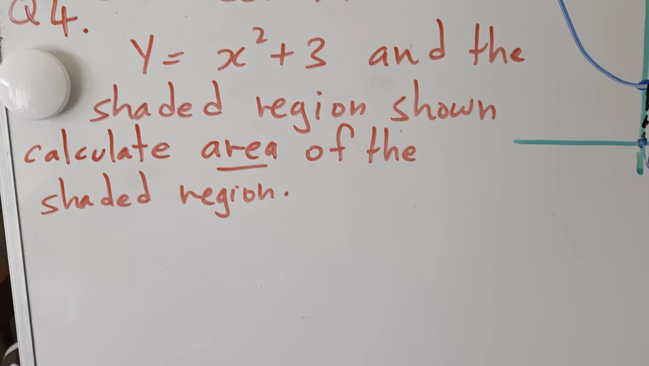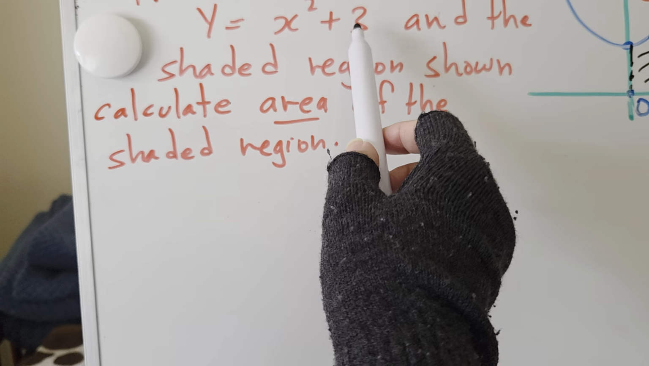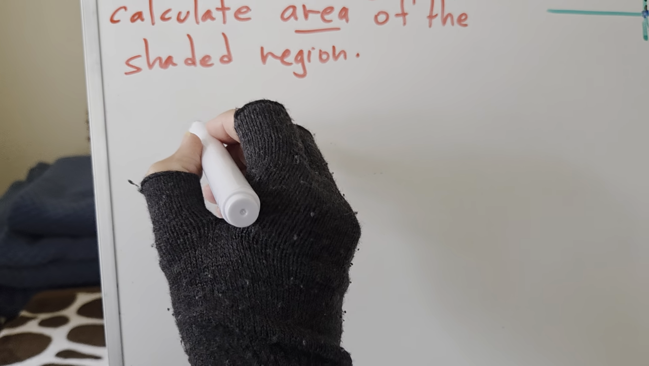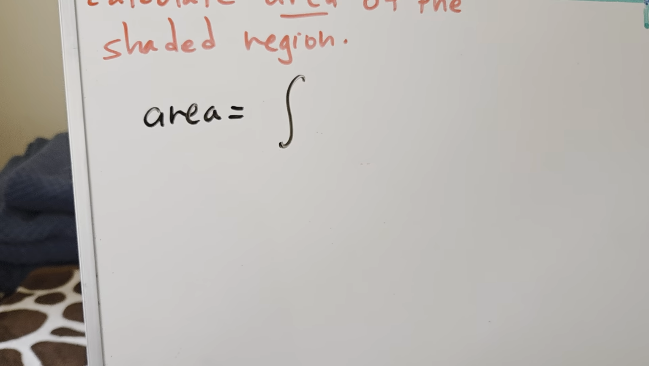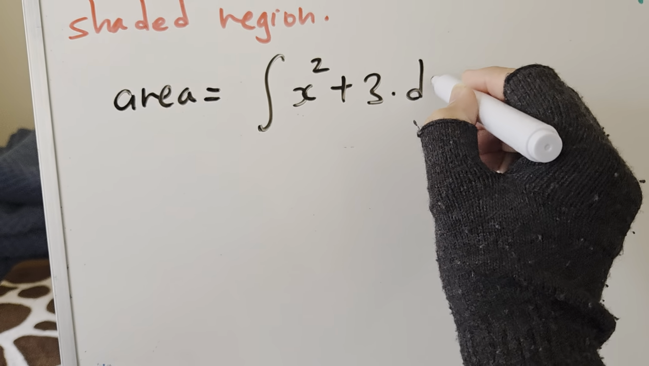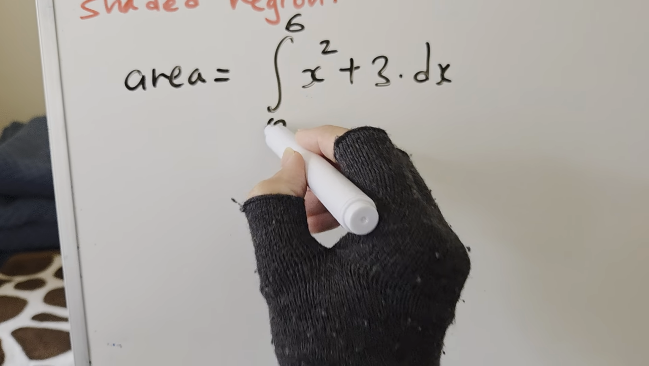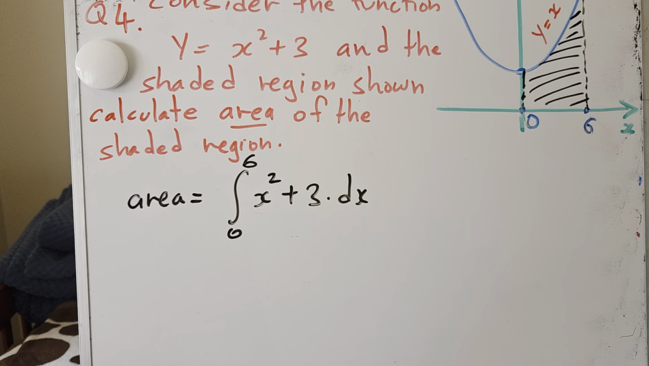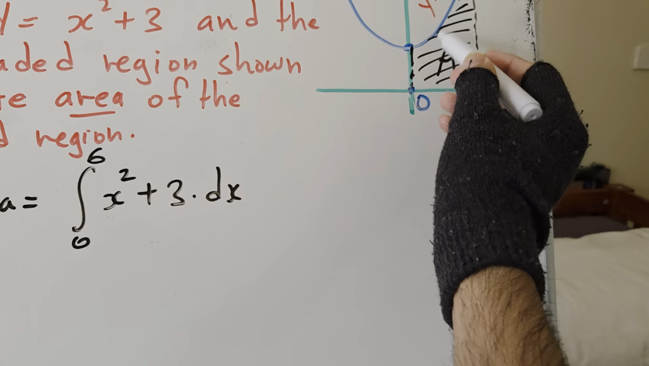So what we need to do over here is to integrate the equation of the function with the upper limit and the lower limit. So the area that we are finding will be given by the integral of x squared plus 3 with respect to x. Upper limit is 6 and the lower limit is 0. When we follow that, that will give us the area over here, the area I of that region.